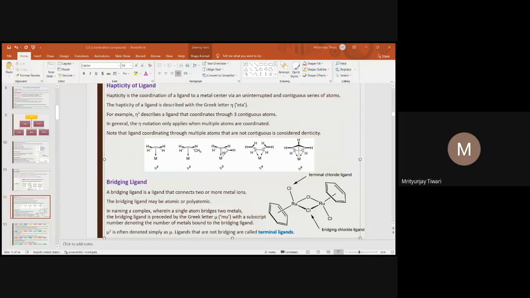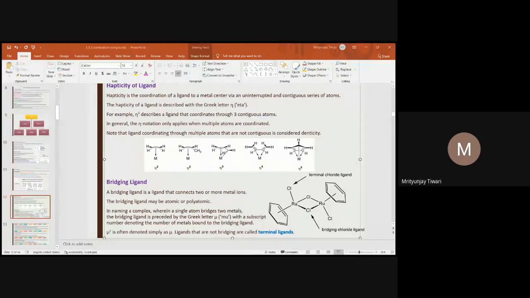Let us now see what is coordination polyhedron. And after this, I will stop this lecture. So coordination polyhedron is the spatial arrangement of the ligand atoms around the metal, which are directly attached to the central atom or ion. What is the spatial arrangement of the ligands around the central metal actually defines the coordination polyhedron.